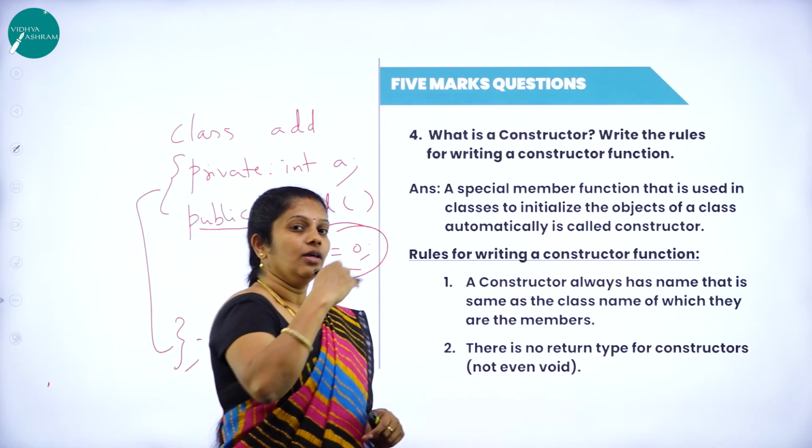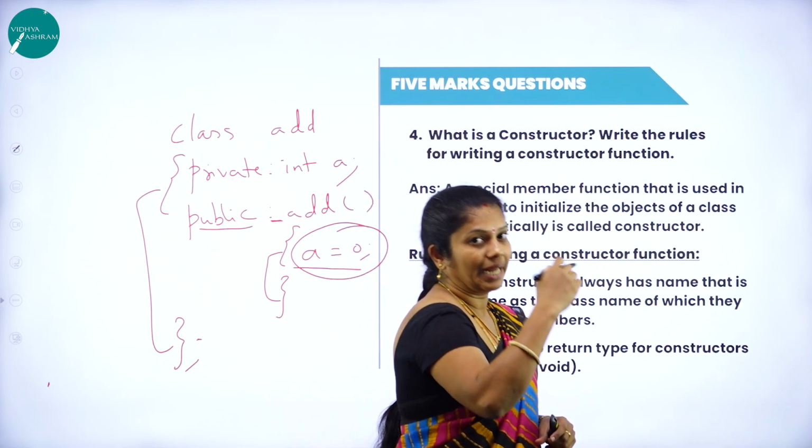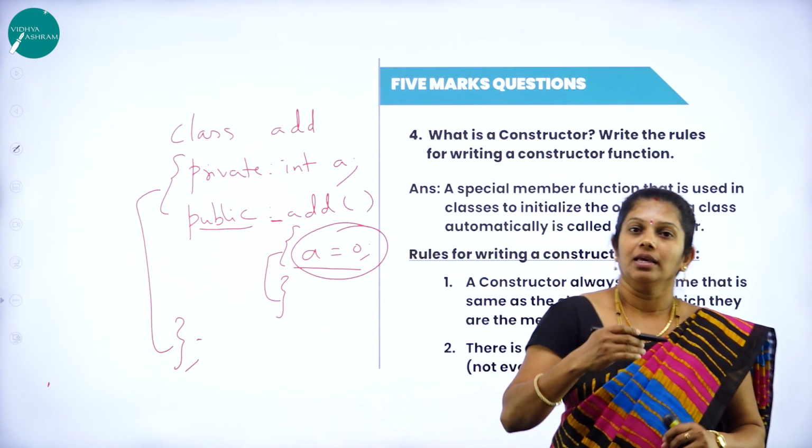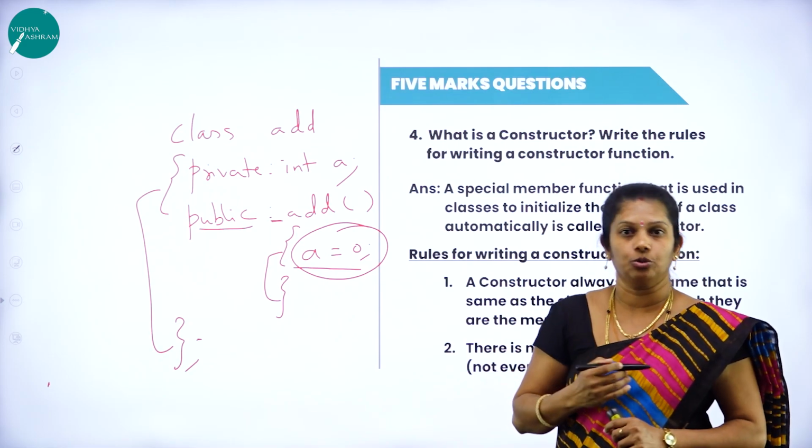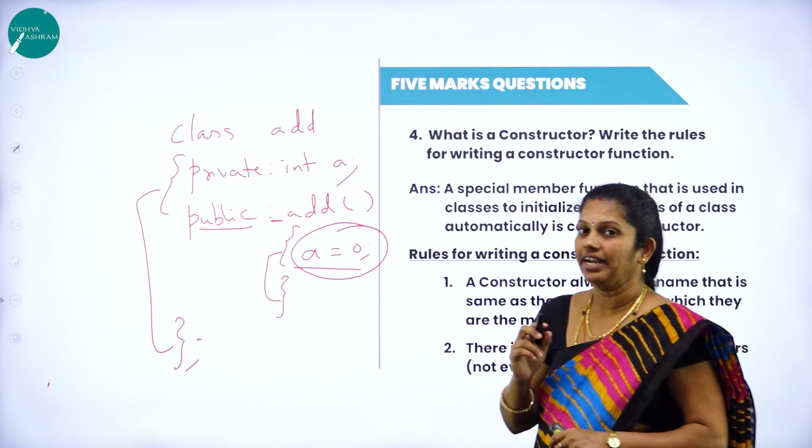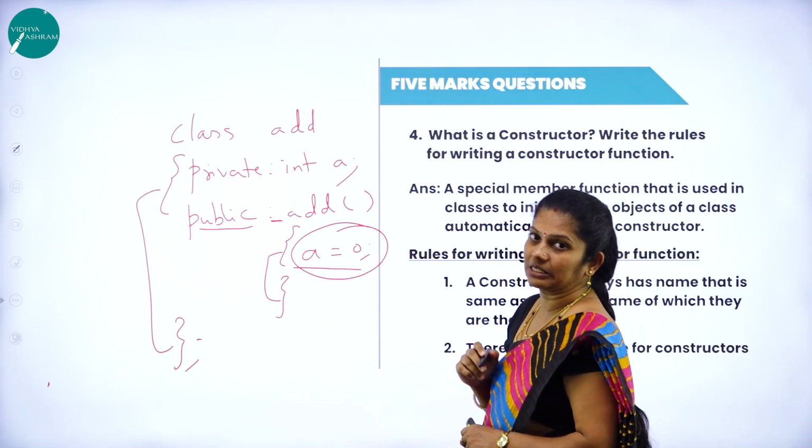And here, no need to mention which type it is. It means that it is not possible to refer to the address here. We cannot identify the address of the constructor here.